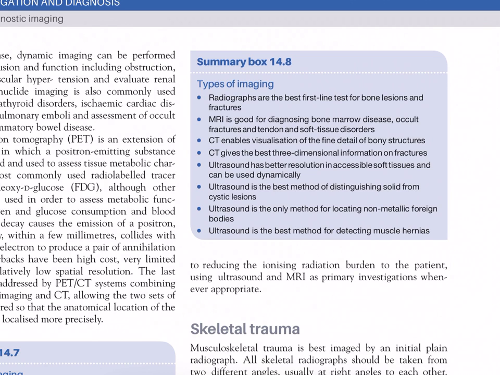Summary 14.8: Types of imaging. Radiographs are the best first line test for bone lesions and fractures. MRI is good for diagnosing bone marrow disease, occult fractures, and tendon and soft tissue disorders. CT enables visualization of the fine detail of bony structures. CT gives the best three-dimensional information on fractures.